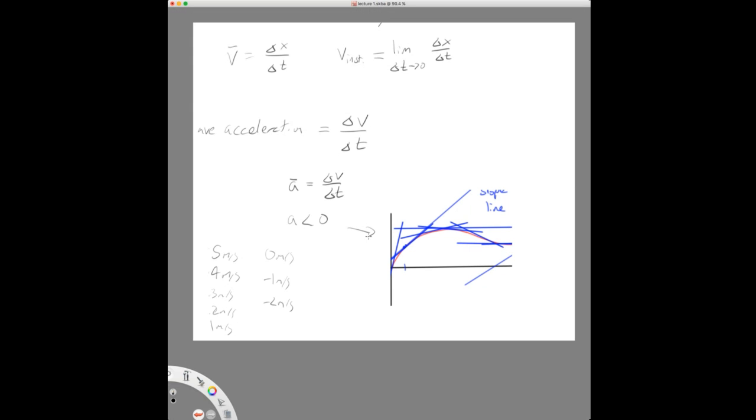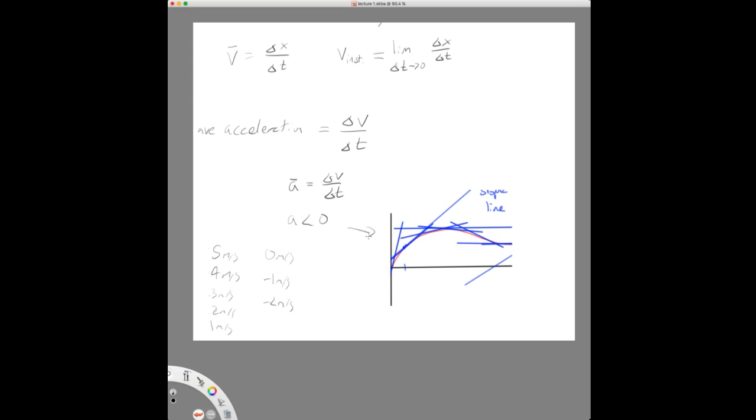Now, in English we use the word acceleration, but we have this other word, decelerate. We have accelerate and we have decelerate. And in physics, we don't have two different words. We just have acceleration. And an acceleration could be a speeding up or a slowing down. In English, accelerate means speed up, decelerate means slow down.